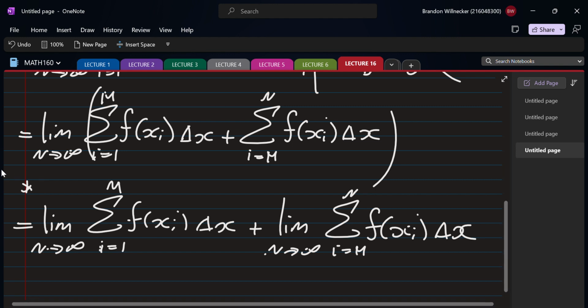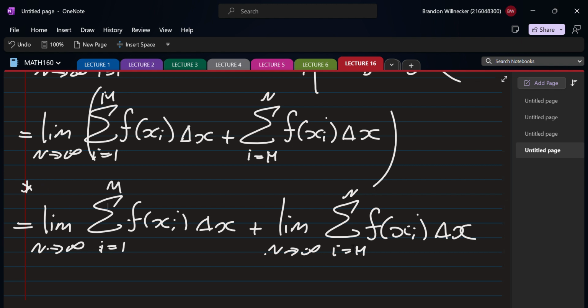So we separated the limit into two parts. Here we've got the limit for the first bit, we've got the limit for the second bit, but there's something wrong here. Can anyone see what's wrong? Yeah, so we got it.